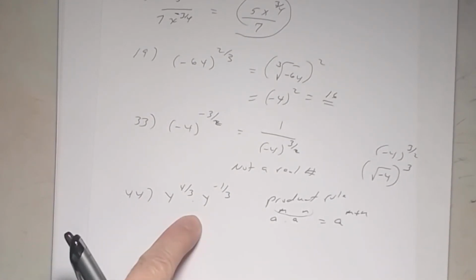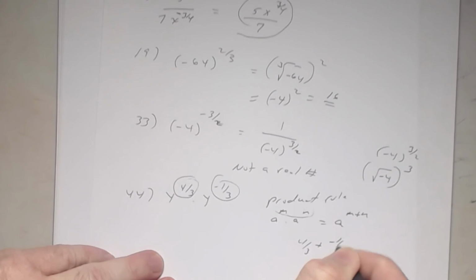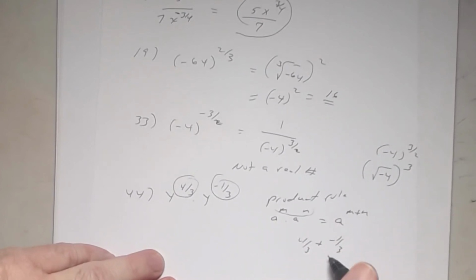All right, so here I am multiplying like bases. This base is y, this base is y. So according to the product rule, what do I do to those two exponents? I add them. Now last semester was easier because the exponents were integers. Here you're dealing with rational numbers, fractions. So you've got to figure out what 4/3 plus negative 1/3 is. The denominators are the same, so that's easy to deal with. That's 3/3, which is what? 1. So now I'm going to ask, what is y to the 4/3 times y to the negative 1/3?